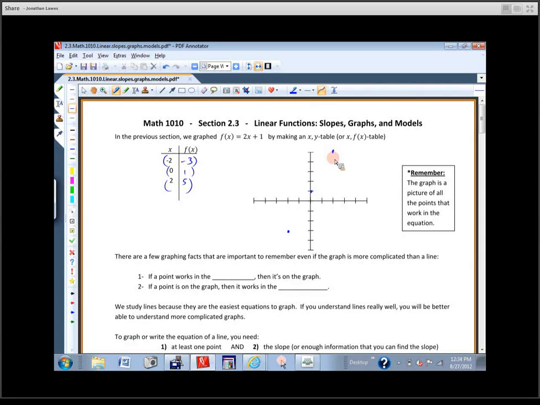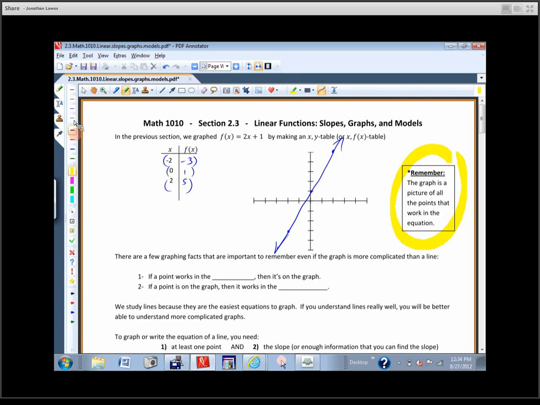Now, we definitely found out that those 3 points work in the equation, so they're definitely on the graph. But when it's a line, we want to extend that past the points that we've graphed. Okay, put an arrow on the end. And then we want to keep in mind this fact right here. That graph is a picture of every single point that works in the equation. So if it's on the graph, it works in the equation. If it works in the equation, it's got to be on the graph.